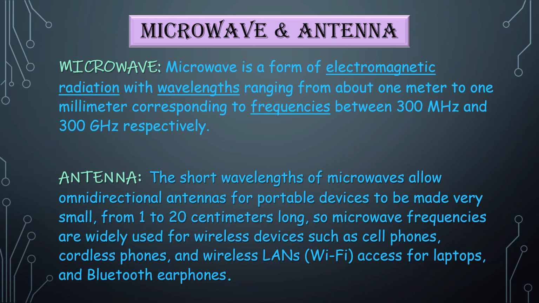And what is meant by antenna? The short wavelength of microwaves allows omnidirectional antennas for portable devices to be made very small, from 1 to 20 centimeters long. So microwave frequencies are widely used for wireless devices such as cell phones, cordless phones, and wireless LANs as Wi-Fi access for laptops, and Bluetooth earphones.